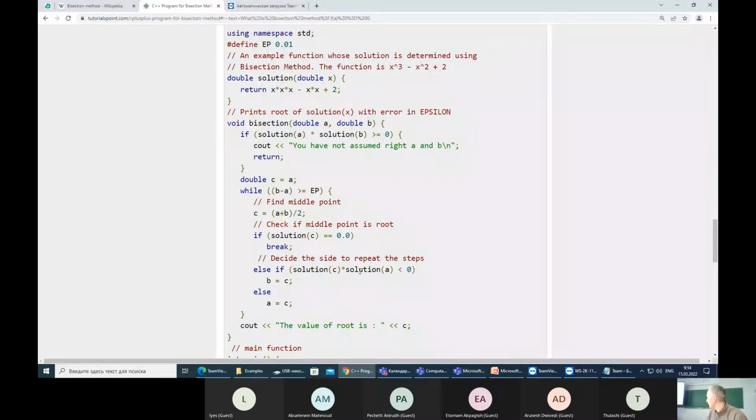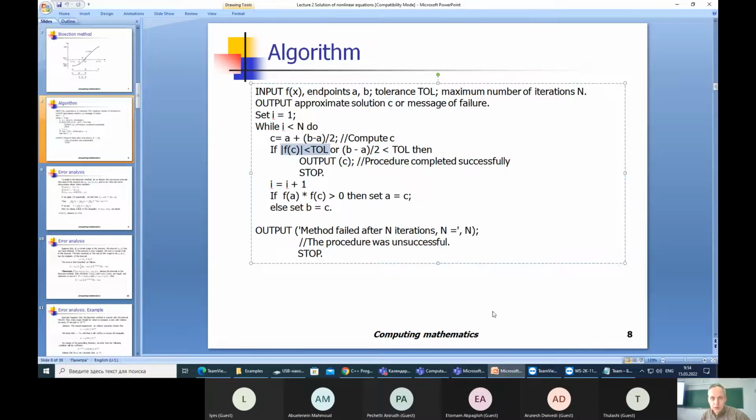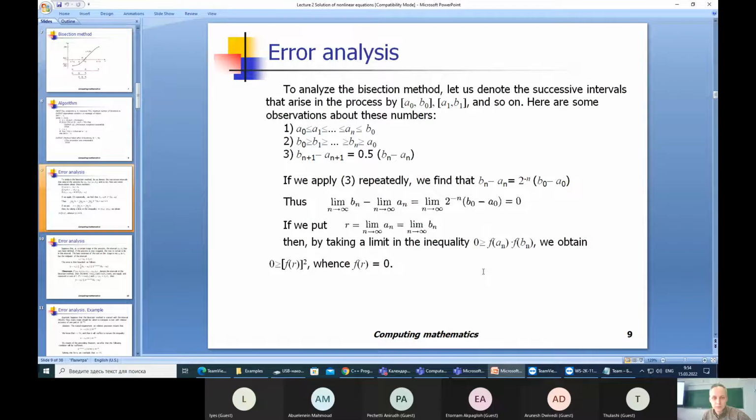Well, any questions about the method? Okay, if you don't have questions, let's discuss the error of the method.